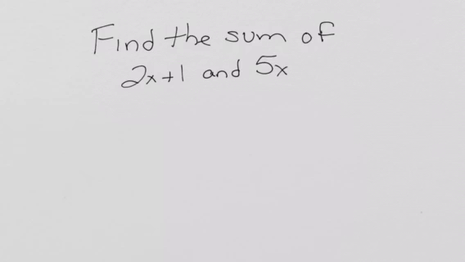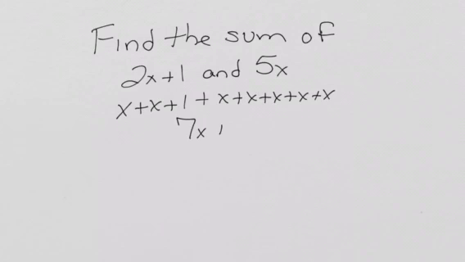Find the sum of 2x plus 1 and 5x. Well, if I use the same idea, I'm going to do x plus 1 plus x plus x plus x plus x plus x. There should be 5 of those. So let's see. How many x's do I have? Well, I have 7 x's plus 1 constant left over.